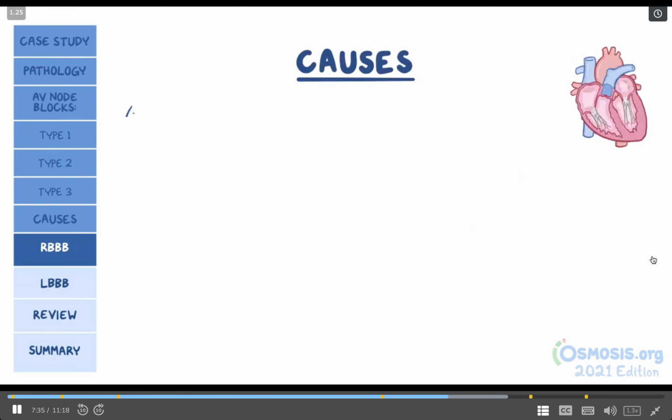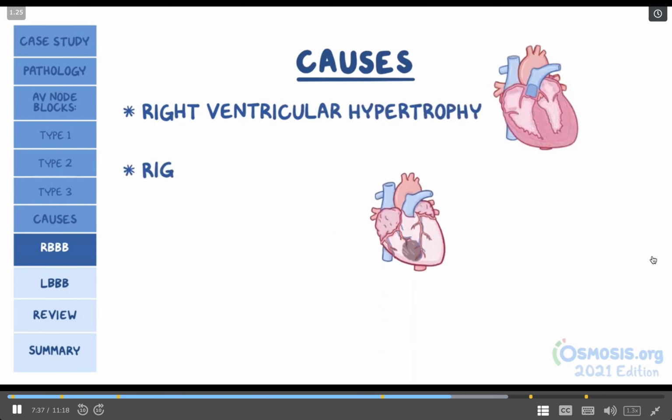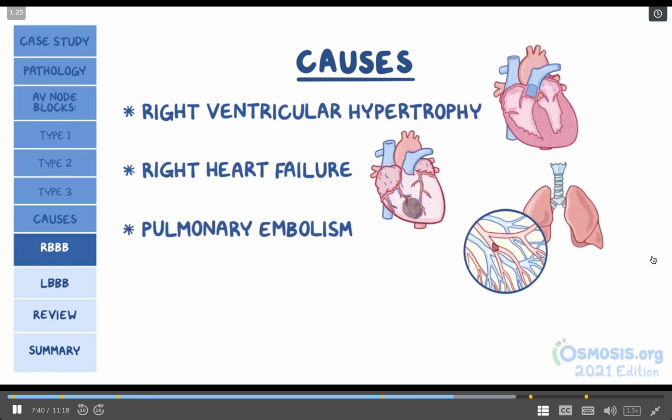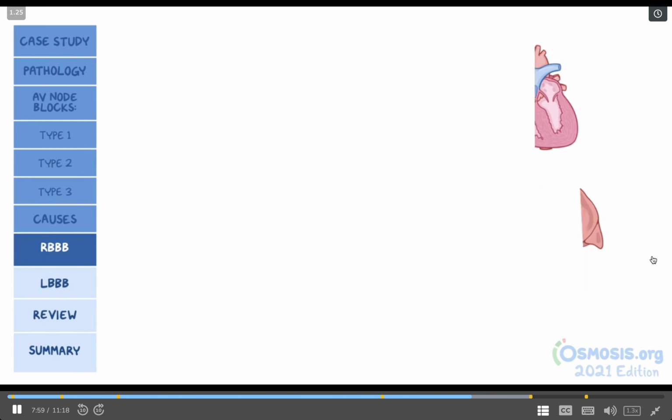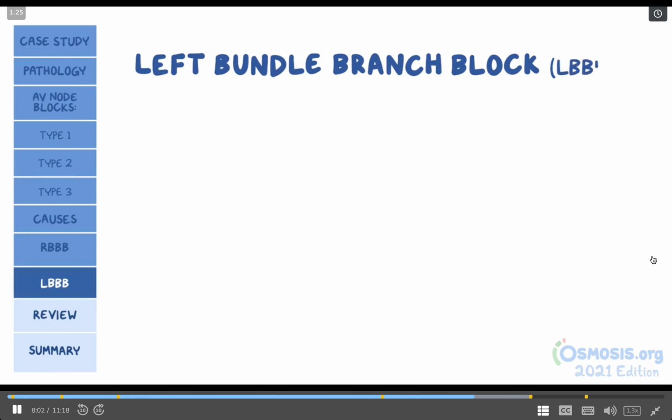Causes of RBBB include right ventricular hypertrophy, right heart failure, and pulmonary embolism. These causes are due to the right heart not functioning normally, so there is delayed conduction through the heart tissue. Also, for unknown reasons, RBBB can be present in normal hearts, possibly due to deposition of fibrous tissue that interrupts the conduction pathway. Now, let's look at left bundle branch block, or LBBB.